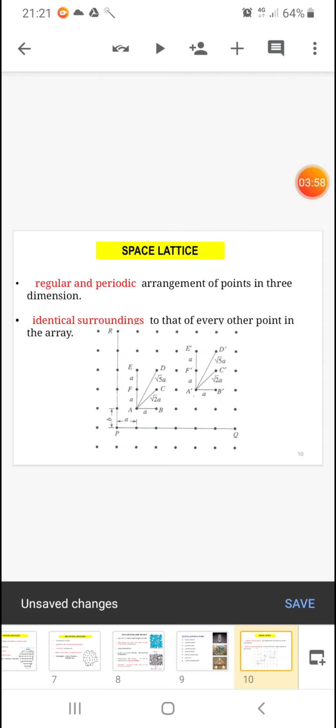In the figure, we see the periodic arrangement of the dots, and this is called the regular and periodic arrangement of the points in three dimensions. If we consider the point P, then from point P on the left hand side we observe periodic and regular arrangement, as well as on the upper side we again observe periodic and regular arrangement, and therefore every point is identical to the surrounding points.